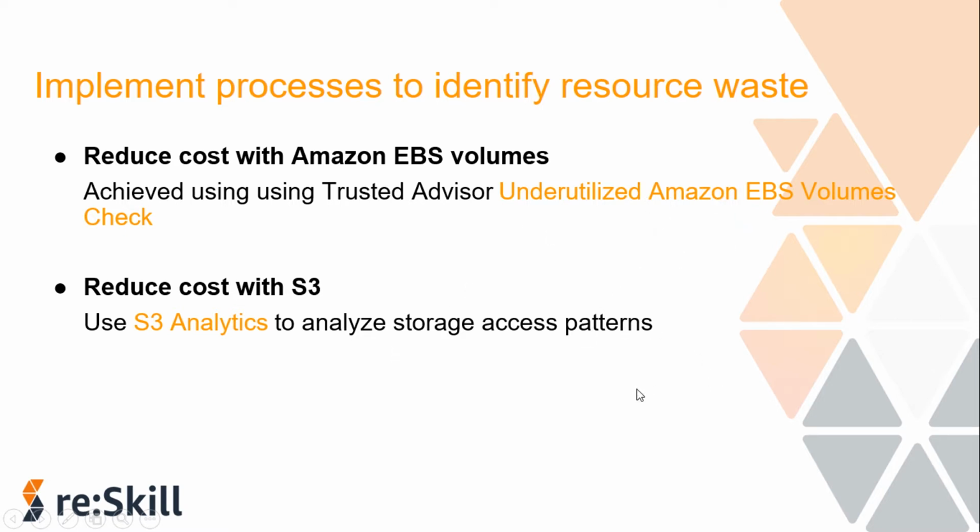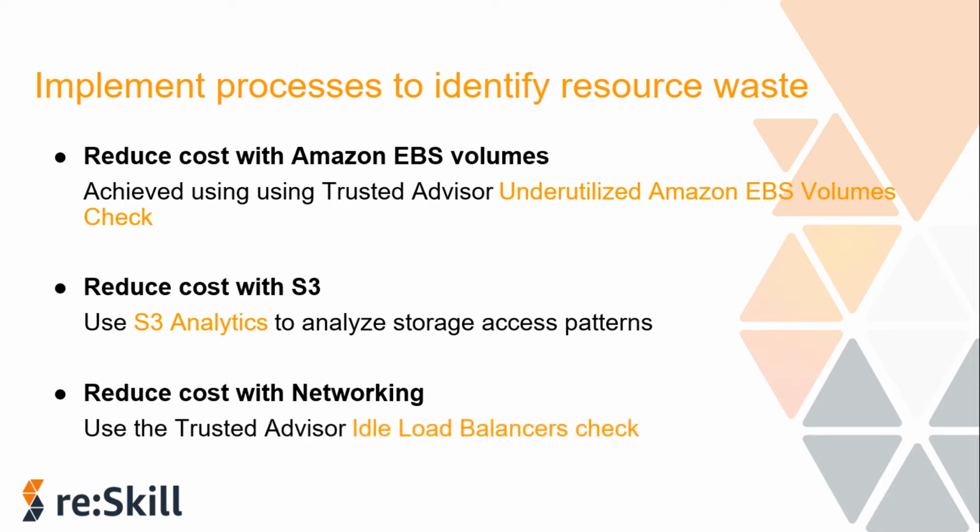Okay, so the next strategy that we have got here, in implementing processes, is that we can reduce the cost with networking also. Here we can use a check that is available in Trusted Advisor, which is known as the idle load balancers check, to get a report of load balancers that have a request count of less than 100 over the past 7 days. Then we can delete these load balancers to reduce the cost.